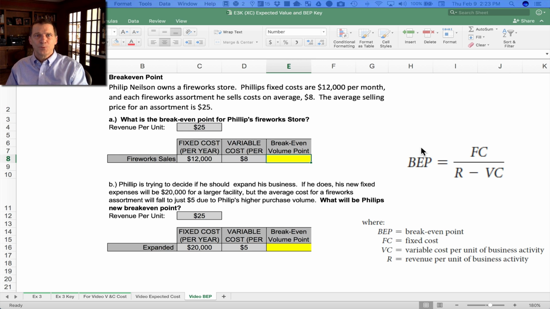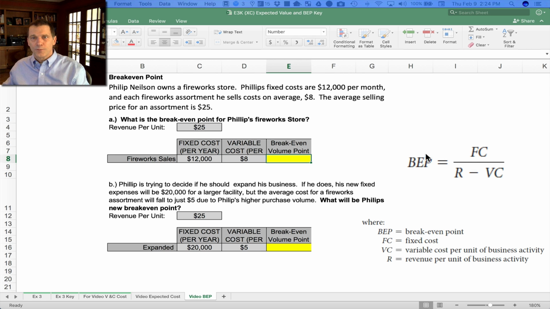In this example, we're going to apply it to capacity. And we have an example here where Philip Nelson owns a fireworks store. He has fixed cost currently of $12,000 per month. And each firework assortment he sells costs on average $8. The average selling price for an assortment is $25.